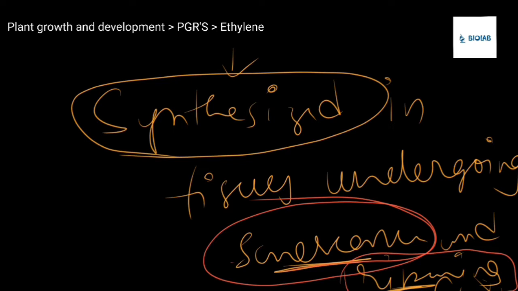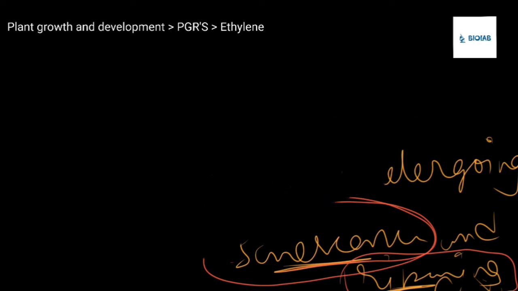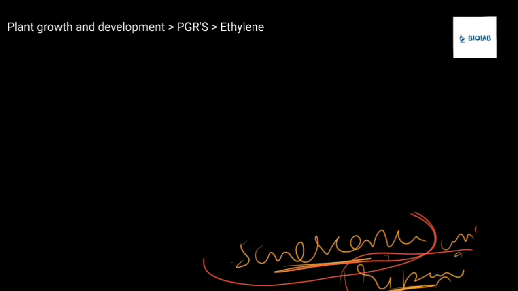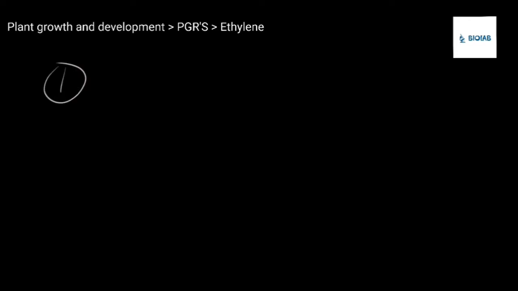Now let's talk about the physiological effects of ethylene. There are many physiological effects of ethylene. Almost all activities of the plant are inhibited or promoted, or rather regulated, by ethylene. Almost all. Let us see them one by one. The first physiological function of ethylene is horizontal growth of seedlings, swelling of axis and apical hook formation in dicots.